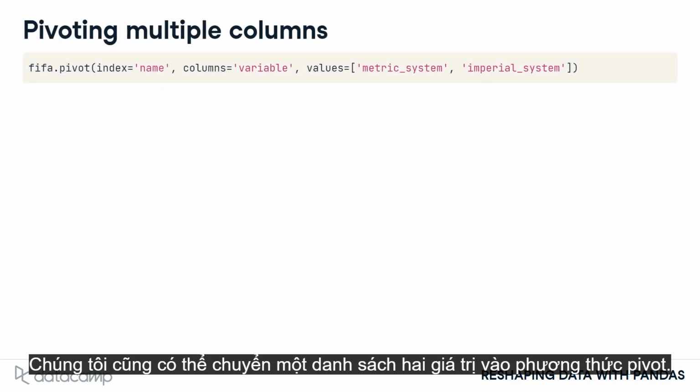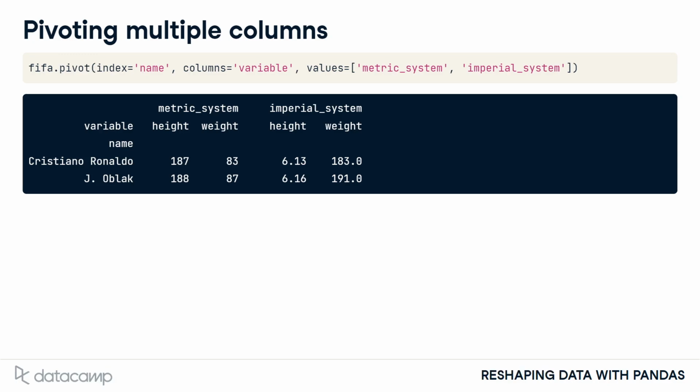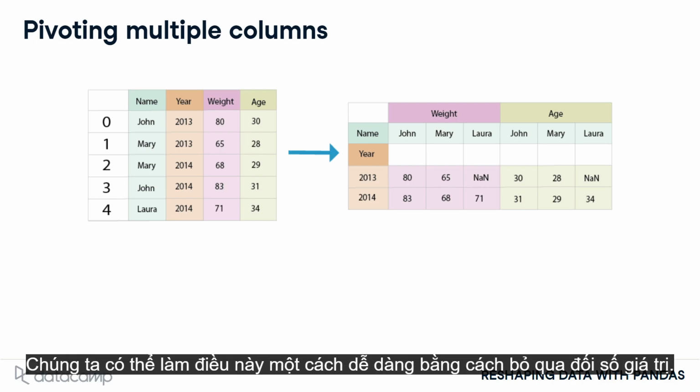We could also pass a list of two values to the pivot method. In this case, the resulting data frame has a hierarchical column index with both column names, as we see in the example. What if we want to extend the pivot method to all the column values in the data frame instead of just one or two? We can do this easily by omitting the values argument.